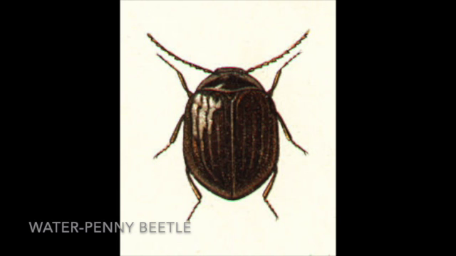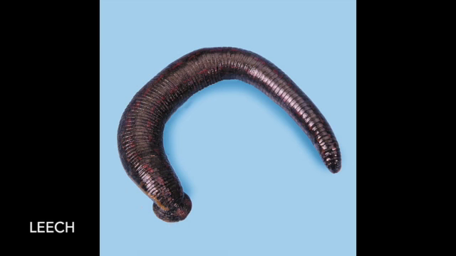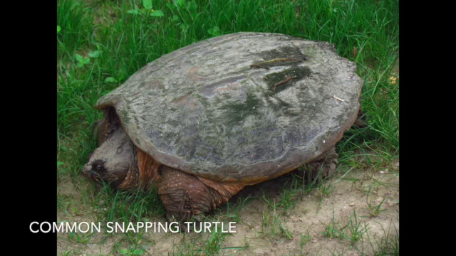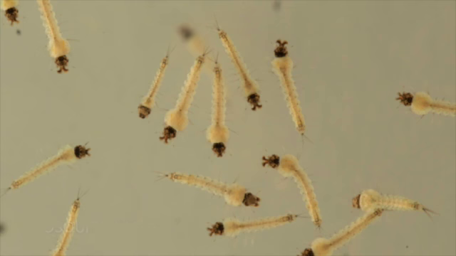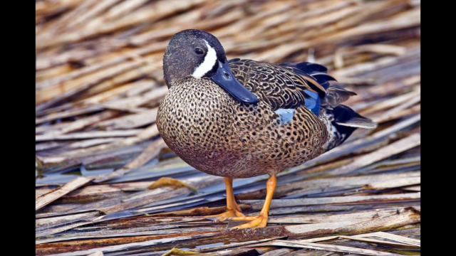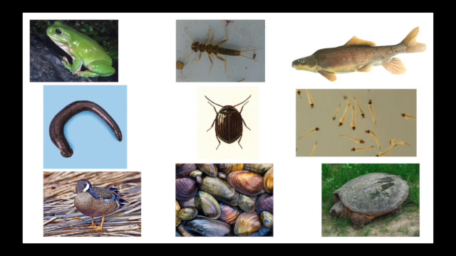There are 6 animals and 3 habitats, and it's your job to figure out which animals go in which habitat. The animals are the water penny beetle, the leech, the common snapping turtle, the mosquito larva, the freshwater mussel, and the blue-winged teal. So, now that you know the animals, you can pause the video and draw them in the habitat which you think they belong.